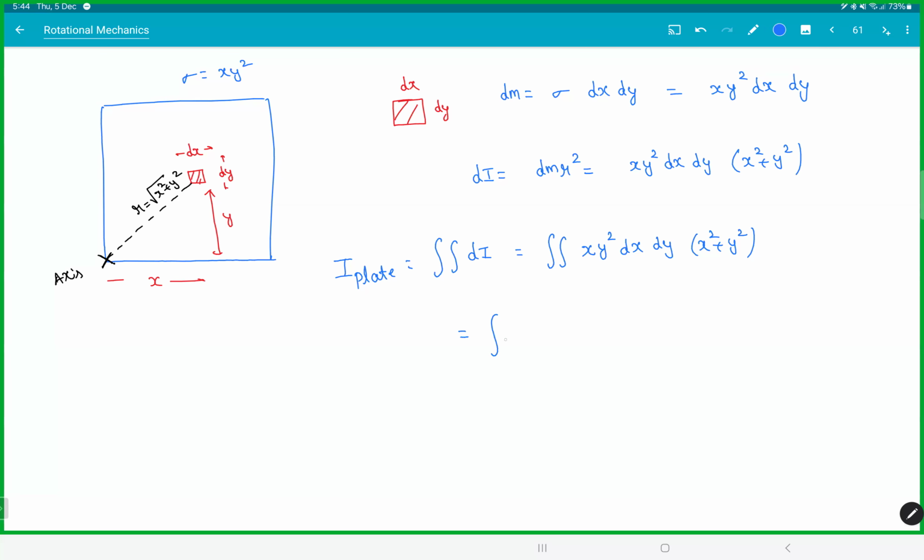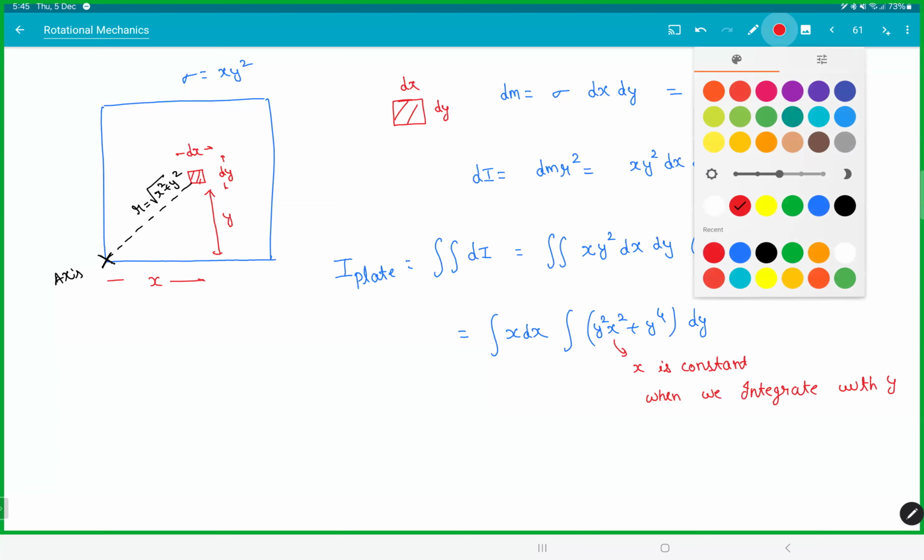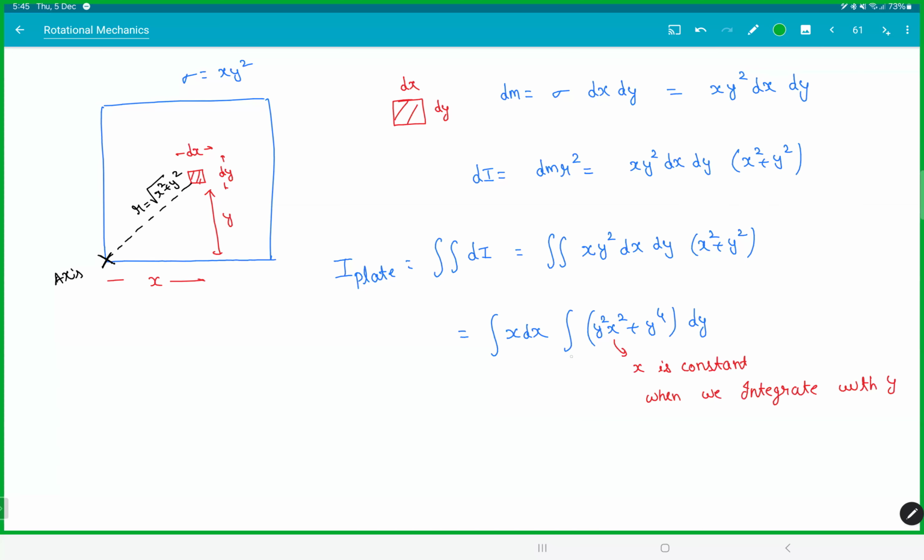Let's push out the x outside first of all. x into dx, this comes out. Then we have y square, x square plus y power 4, dy. So y is stuck here. Remember, when you're integrating with y, x is constant. When we integrate with y, and what are the limits? y's limits are going from 0 to a, x's limits also go from 0 to a.